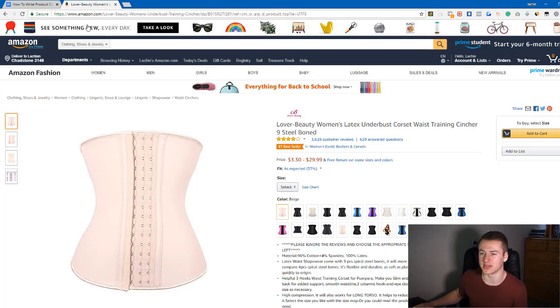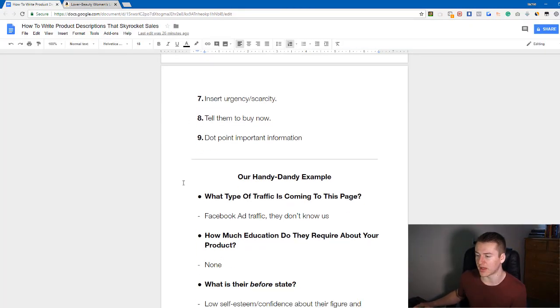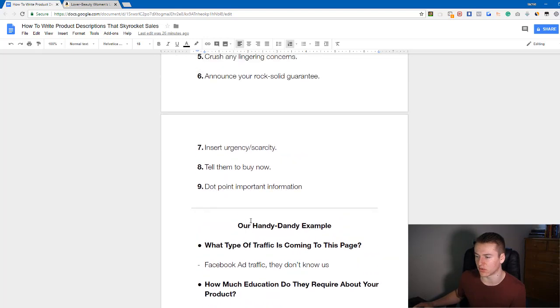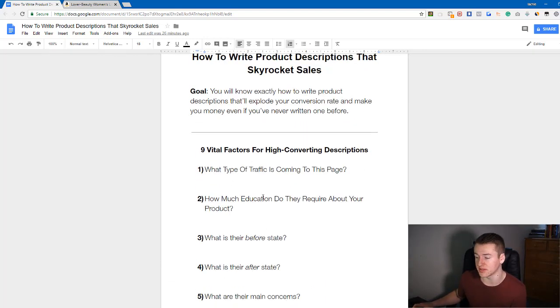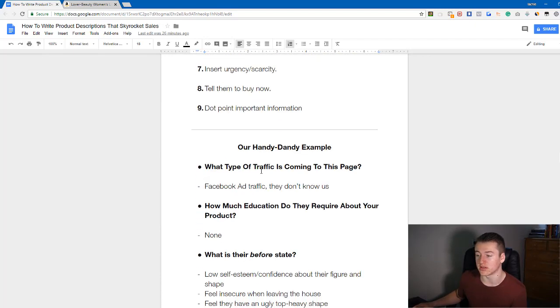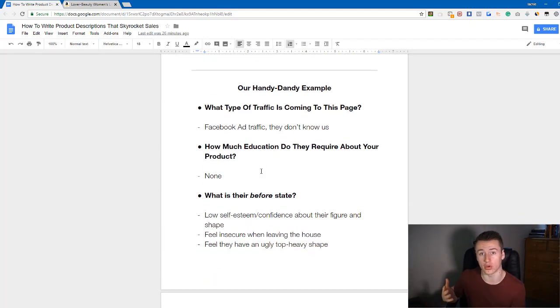So let's look at this. We're writing a product description for a corset. So let's go down and have a look at the questions that we have. These are our questions, the 9 vital factors. Let's actually have a look at these answered for a corset.